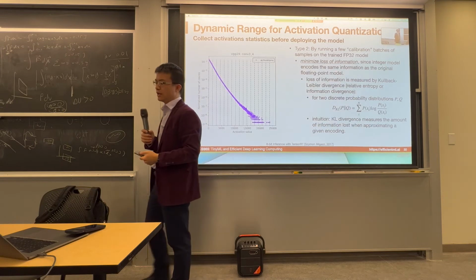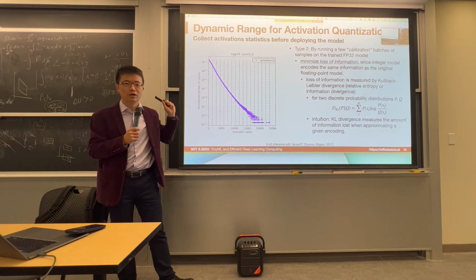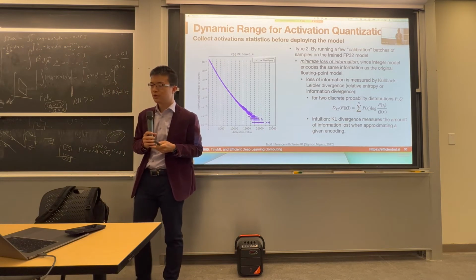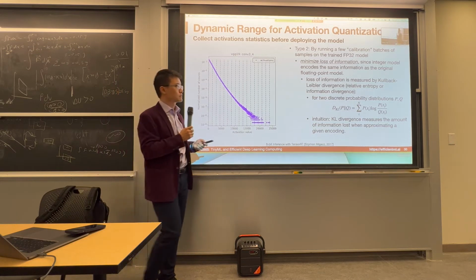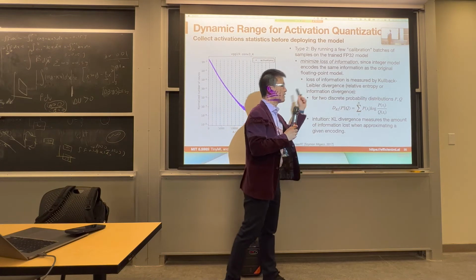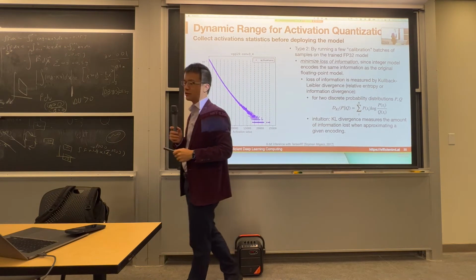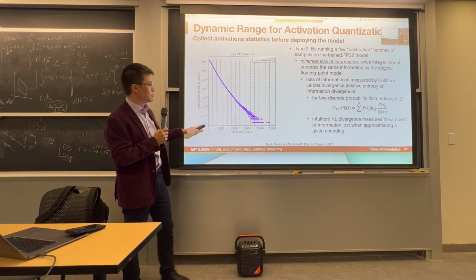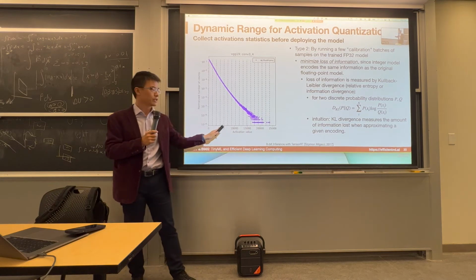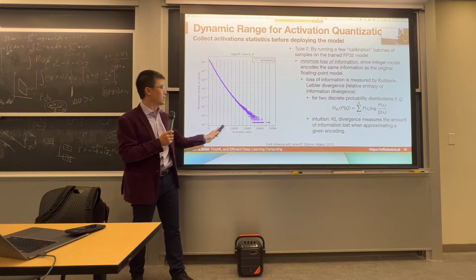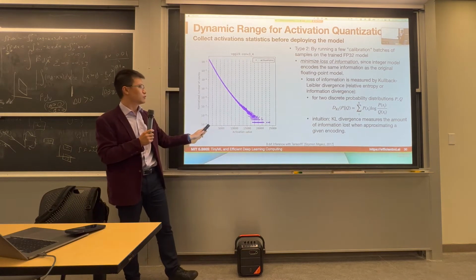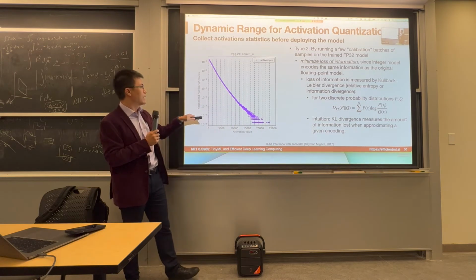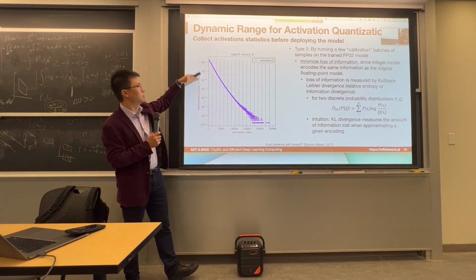There's another method which is also widely used by NVIDIA in TensorRT in modern GPUs, which is using such a KL divergence-based method to calculate the boundary. For example, this is the distribution of the activation value, from 0 to 25,000. And this is the normalized number of counts.